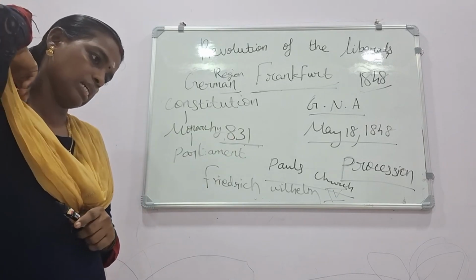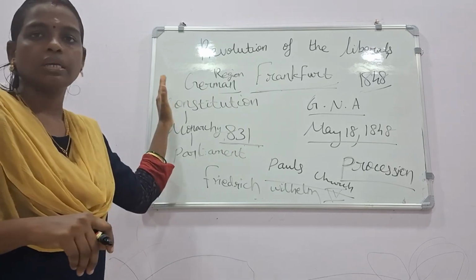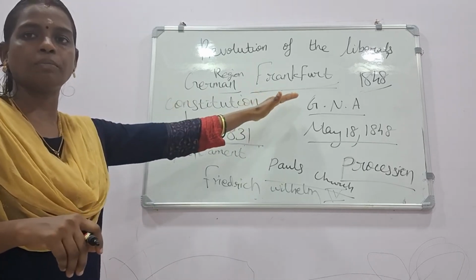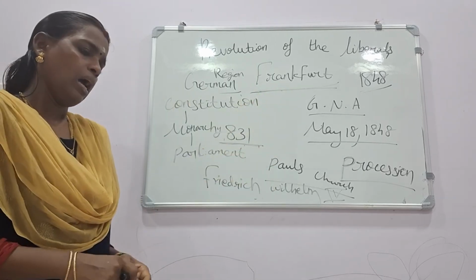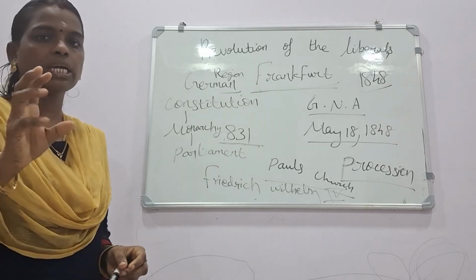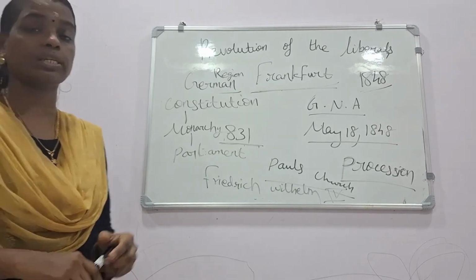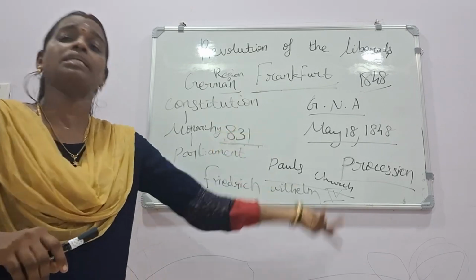So this was the change made by the middle class members of the German National Assembly. When this change happened, they decided they want to make a constitution. The constitution should be under monarchy. That monarchy should be under parliament.